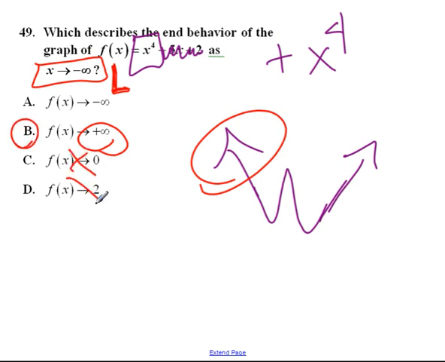Don't be the kid that picks one of these things. End behavior for these crazy graphs is always going to infinity in one direction or the other. Don't pick these. They put them there because there's really only two choices. It's either positive or negative infinity. They've got to put something there. Somebody's going to pick it.